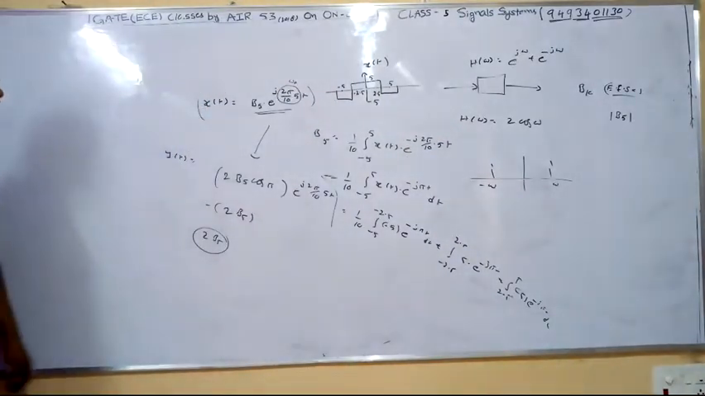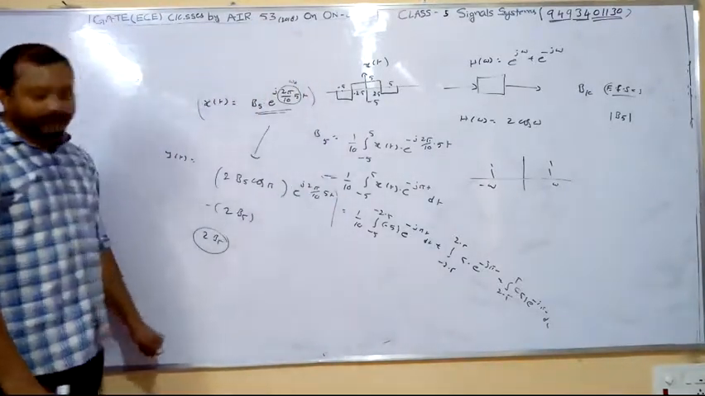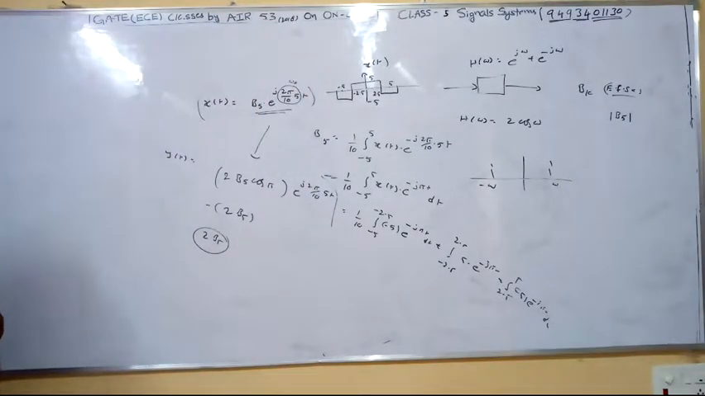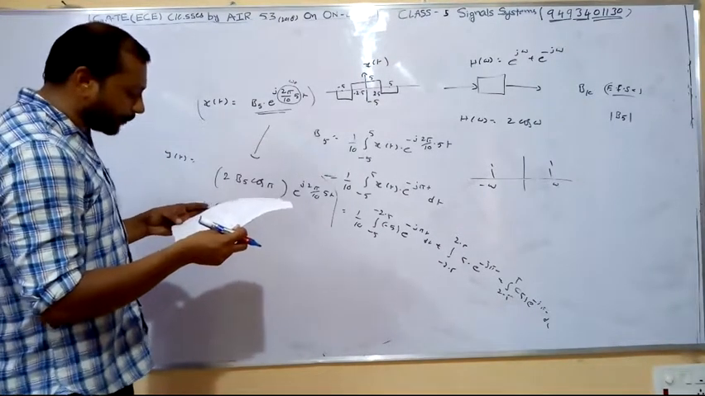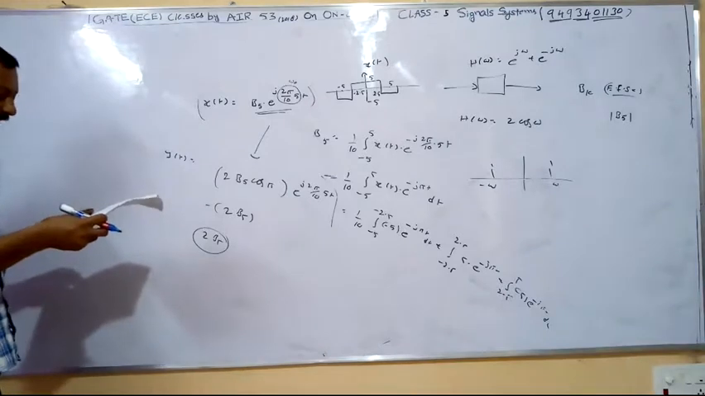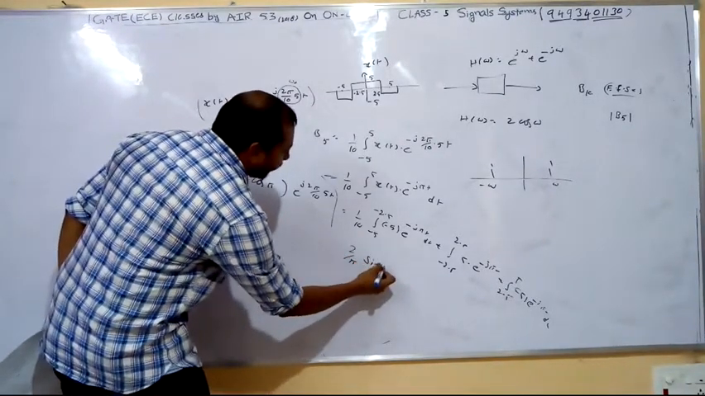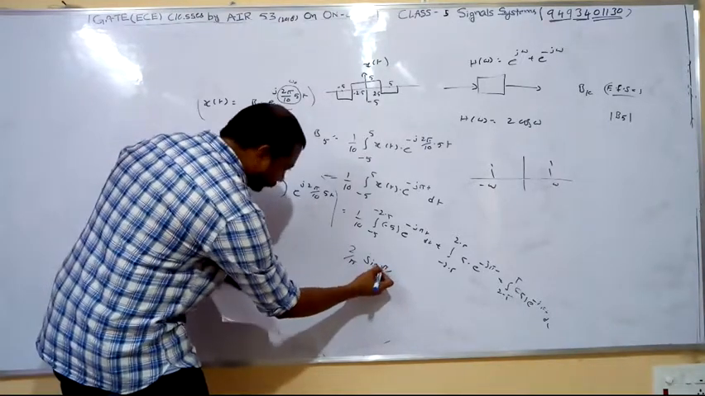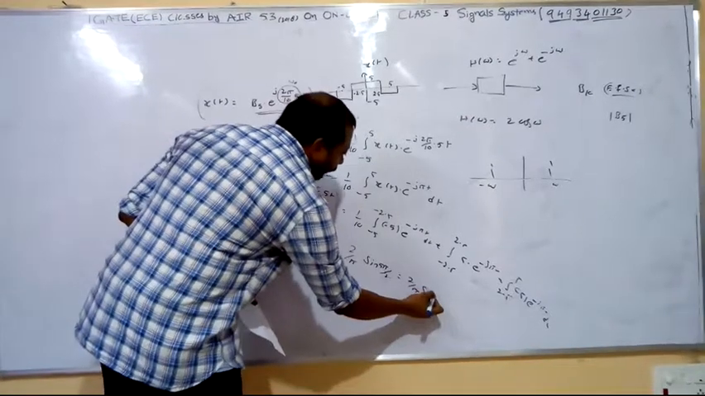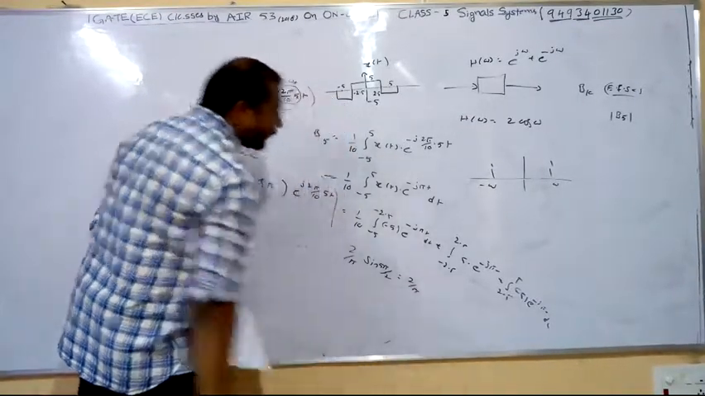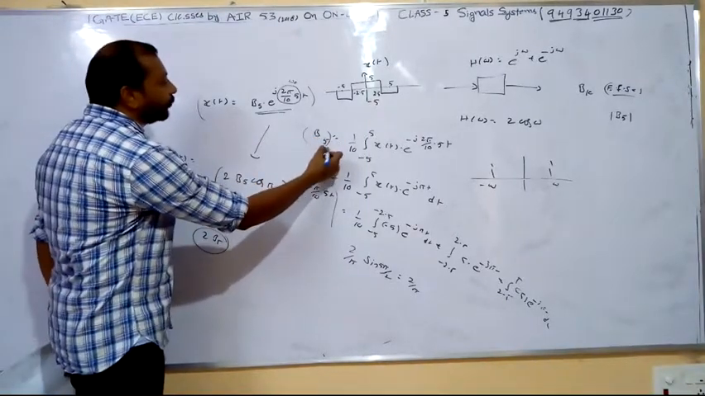After simplification, you will get this value equal to 2 by pi sine pi by 2. You will get B5 equal to 2 by 5 sine 5 pi by 2. So this value is 2 by pi into sine of 2 pi plus pi by 2, which is equal to 1. So you will get 2 by 5. This is your B5 of the input signal.